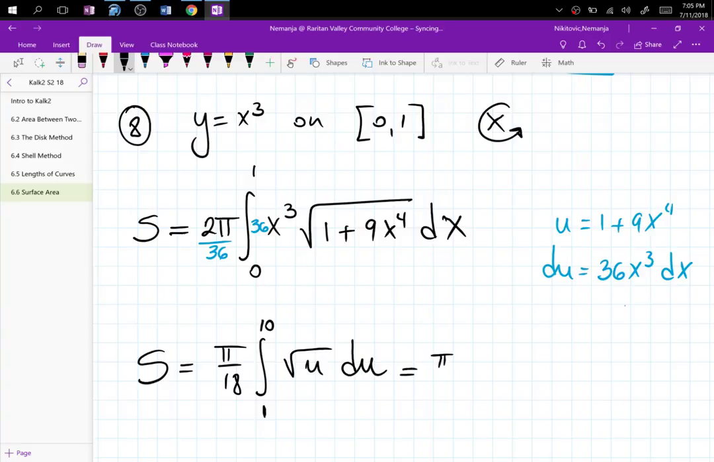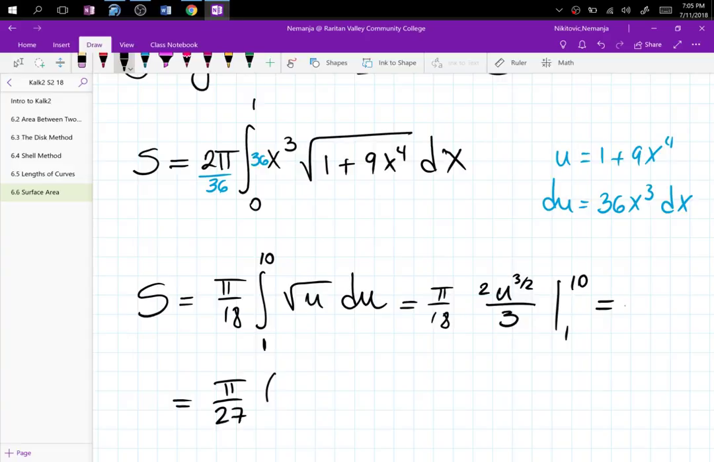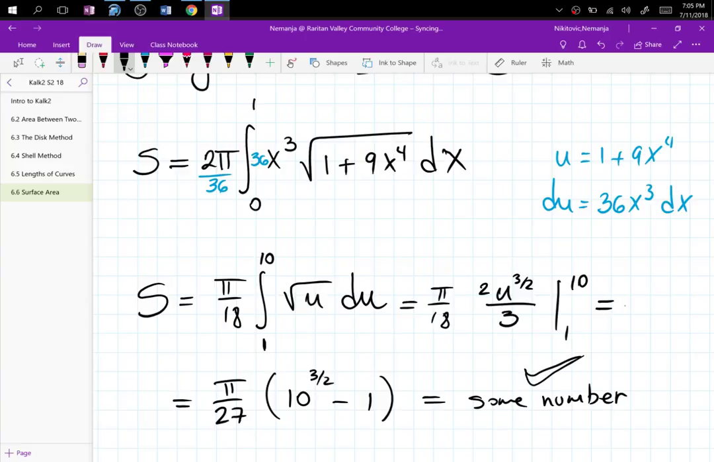So we have pi over 18, and we have u to the 3 halves divided by 3 over 2, from 1 to 10. That's a 9, so pi over 27 in front. And then we have 10 to the 3 halves minus 1 to the 3 halves, which is just 1. And that's equal to some number. Well, if you're interested in a decimal, you will just do it.